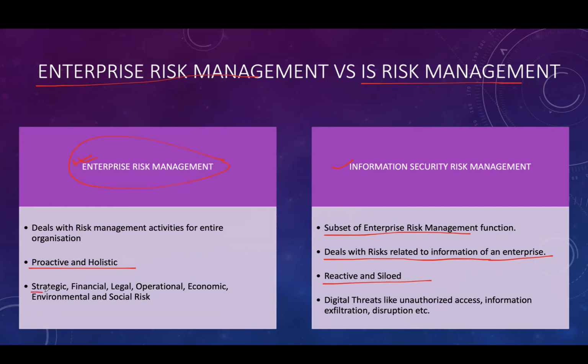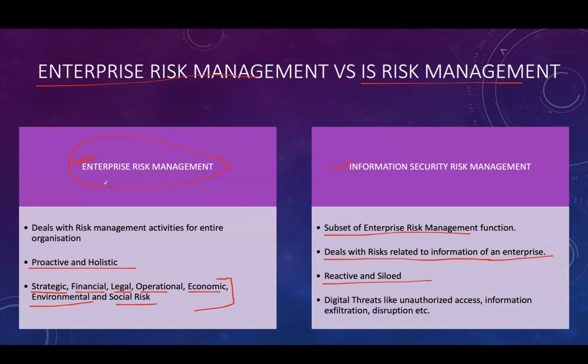So enterprise risk management would always deal with strategic risk, financial risk, legal risk, operational risk, economic risk, environmental risk, also social risk. So all these types of risk they would work on, because an organization has an impact to the society, to the environment, to our economics, to legal and regulatory requirements, to financial requirements.